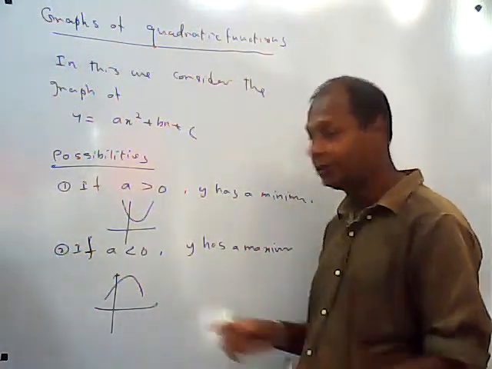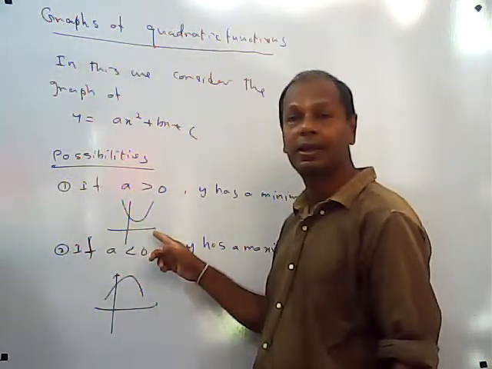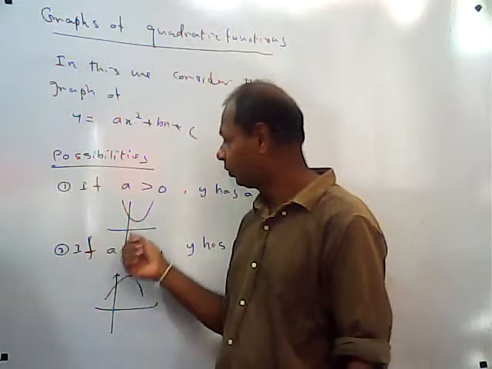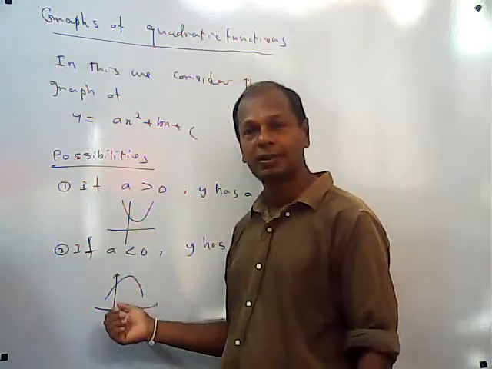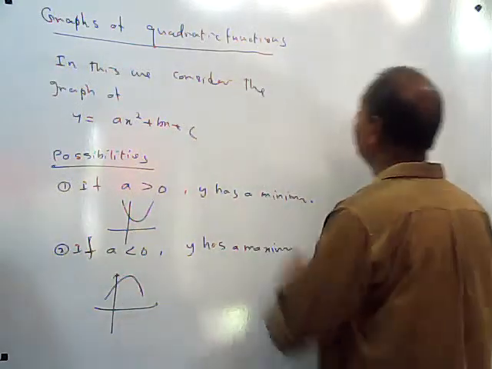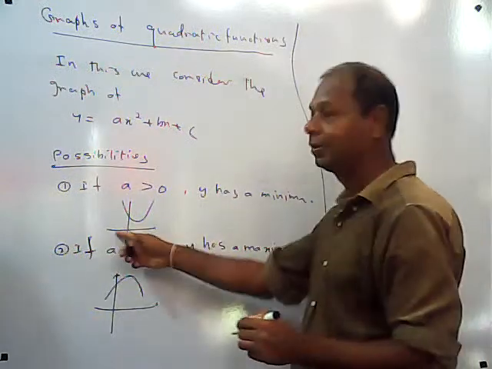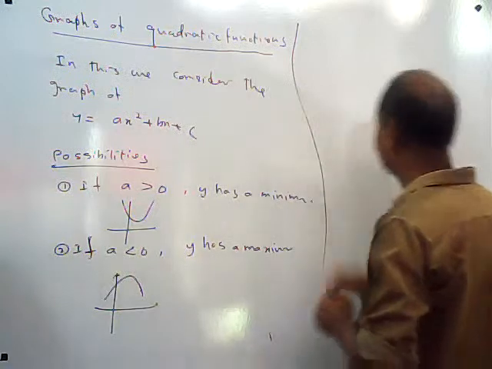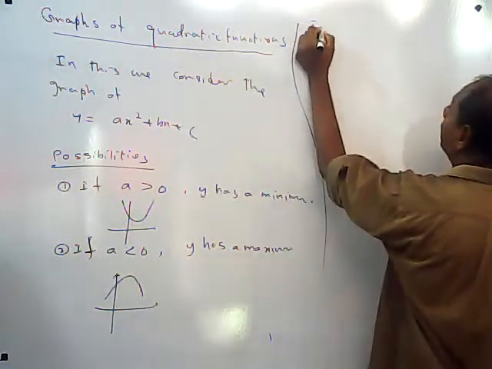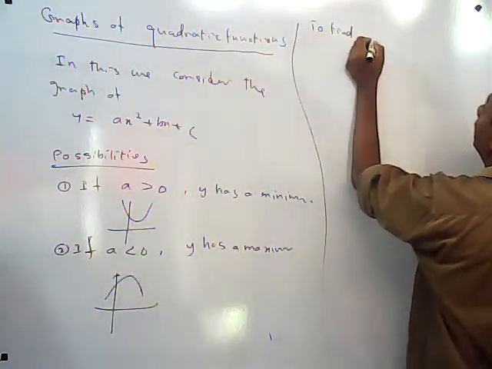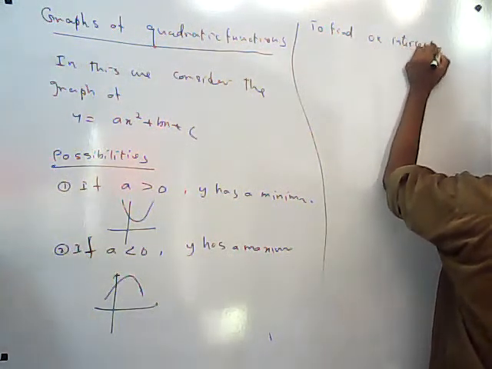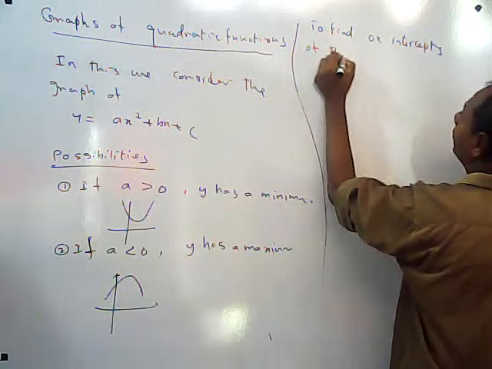So next we are going to see where the graph meets x-axis. You understood these two; I have put the examples. Next we want to see where the curve meets x-axis. It is x-intercepts. We are going to find the OX-intercepts of the graph.